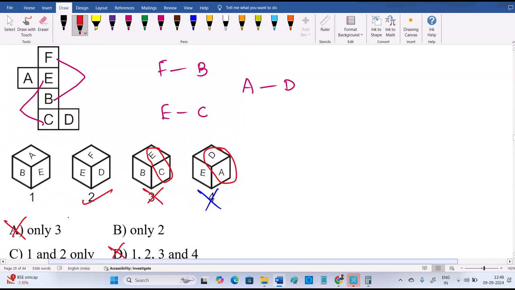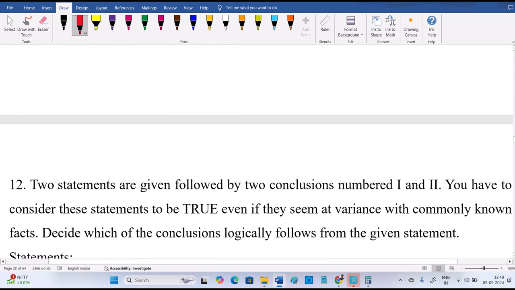Now I have to check first one. Among A and D, A only visible. Among B and F, B only visible. Among E and C, E only visible. Okay, 1 and 2. Second one, again you check. Among E and C, E only visible. Among A and D, D only visible. Among F and B, F only visible. One among that visible is absolutely fine. Both visible is a problem. Among opposite pairs, only one visible, both visible is not okay. C is the correct answer.